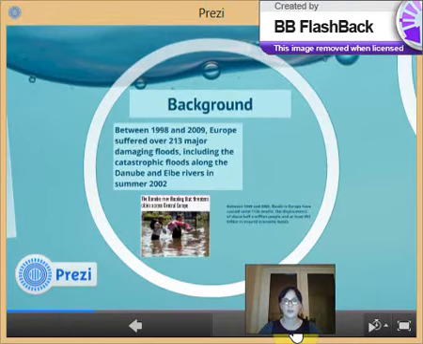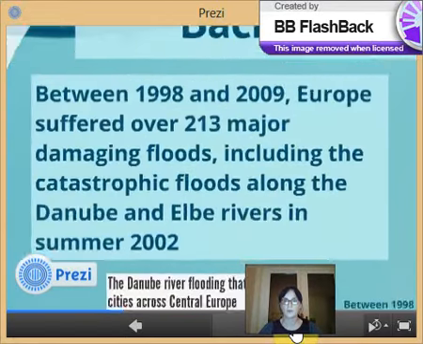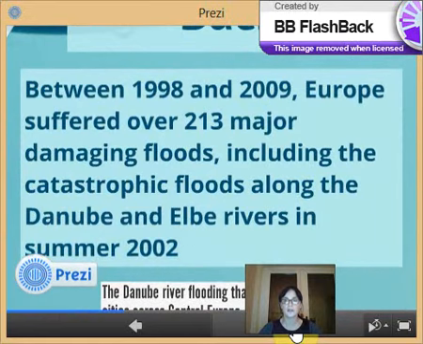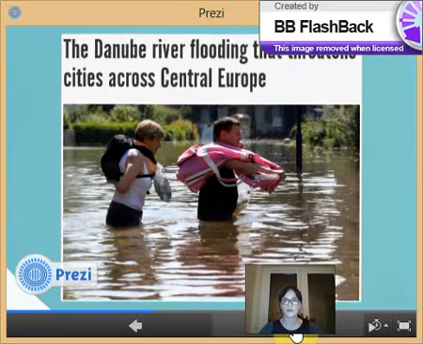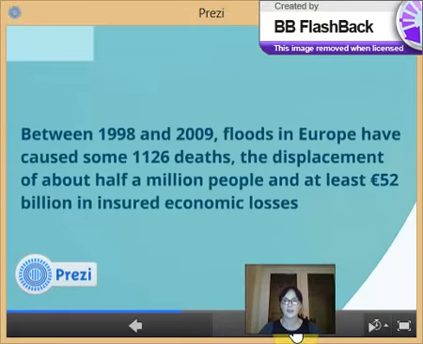Between 1998 and 2009, Europe suffered over 213 major damaging floods, including the catastrophic floods along the Danube and Elbe rivers in summer 2002. Severe floods in 2005 further reinforced the need for concerted action. Between 1998 and 2009, floods in Europe have caused some 1,126 deaths, the displacement of about 500,000 people, and at least £52 billion of insured economic losses.